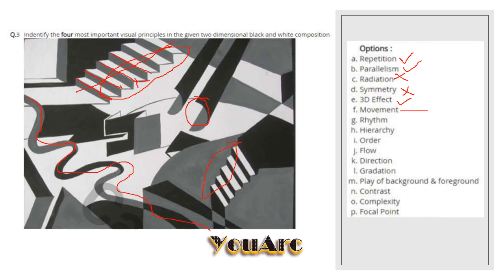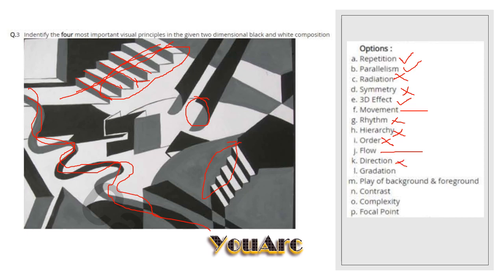Let's check others. Rhythm, can you feel any rhythm happening here? No, I don't feel any rhythmic pattern. Hierarchy, no hierarchy according to me. Order, we don't have a defined order here. Flow, yeah, we have a flow here. See, this portion is giving us some flow. Even here some flow is there, but let's check. Let's keep it as an option. Direction, can we feel direction here? No, I don't feel any particular direction is emphasized.